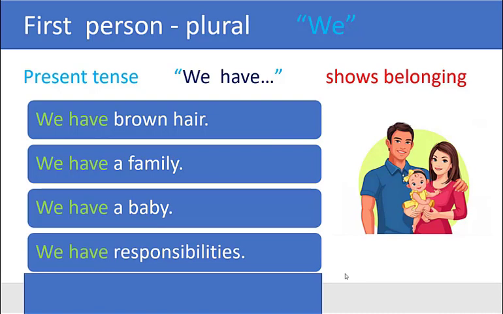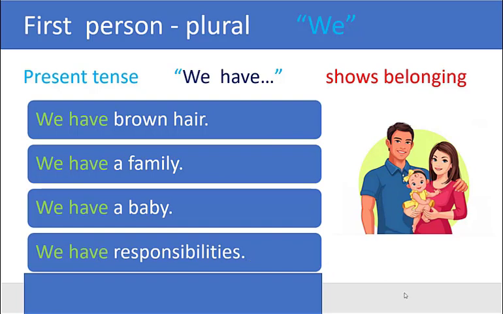Now, like we saw before, the things here are tangible, meaning they can be touched. They can touch the brown hair. They have a family. Members of the family can be touched, and a baby can be touched. But here we have the word responsibilities. Now, responsibilities cannot be touched. It's intangible, but they are things that you still possess. They are still things that you have. So because they have responsibilities, they can say, we have responsibilities.